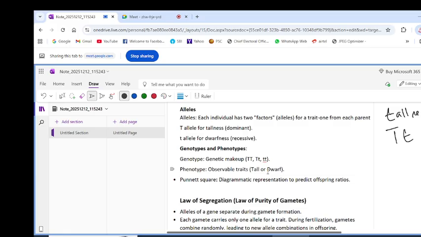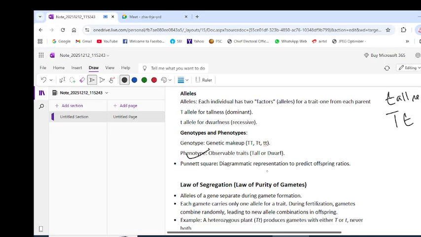And genotype and phenotype, I already mentioned. Genotype is the genetic makeup, and phenotype is the observable trait. Next is the Punnett square. Normally we draw a square like this.